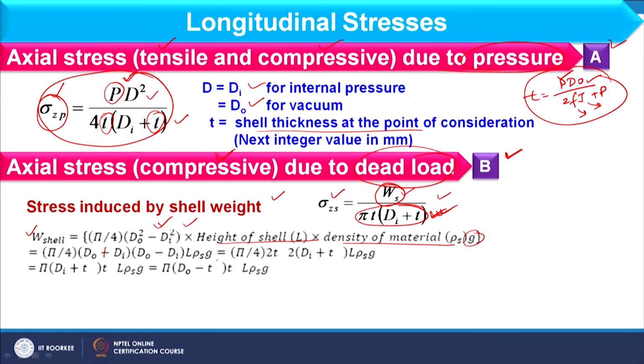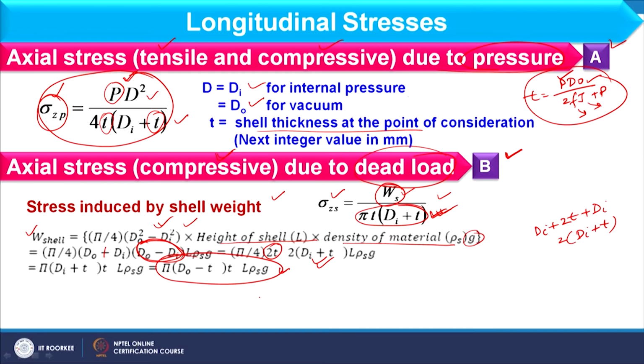So, L rho S G, and when we can solve this, if you consider d naught minus di, that should be 2 T, right, and d naught plus di should be written as di plus 2 T plus di, fine. So, in that case we can consider 2 di plus T. Okay. So, that is given over here. When we further resolve, finally we can have the weight like this, pi d naught minus T into T L rho S G.